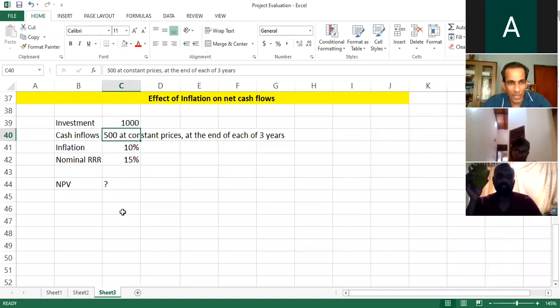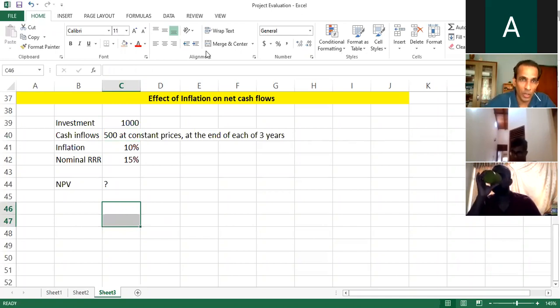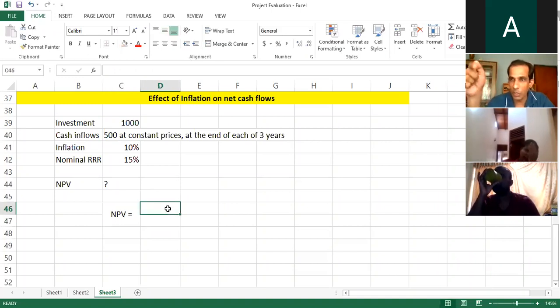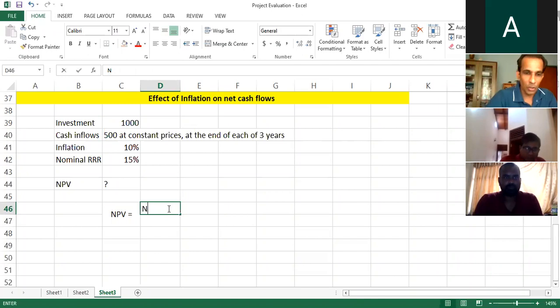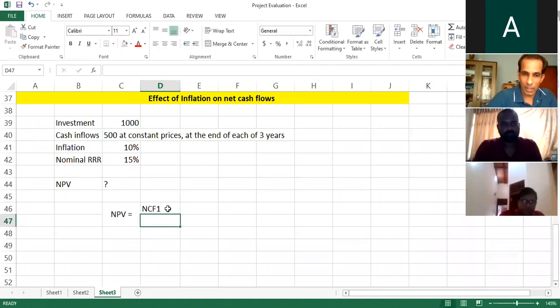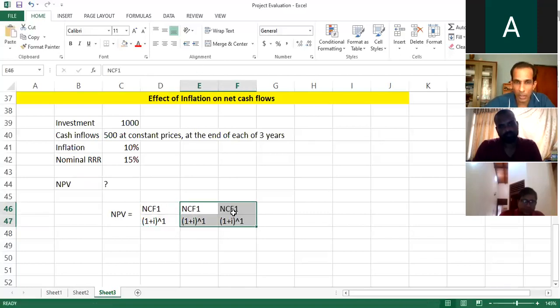If you want to calculate NPV for this project, we know the method. Cash flow for the first year should be discounted for 1 year, so it is divided by 1 plus i to the power 1. Cash flow for the second year is discounted for 2 years, to the power 2. The cash flow for the third year is discounted for 3 years.